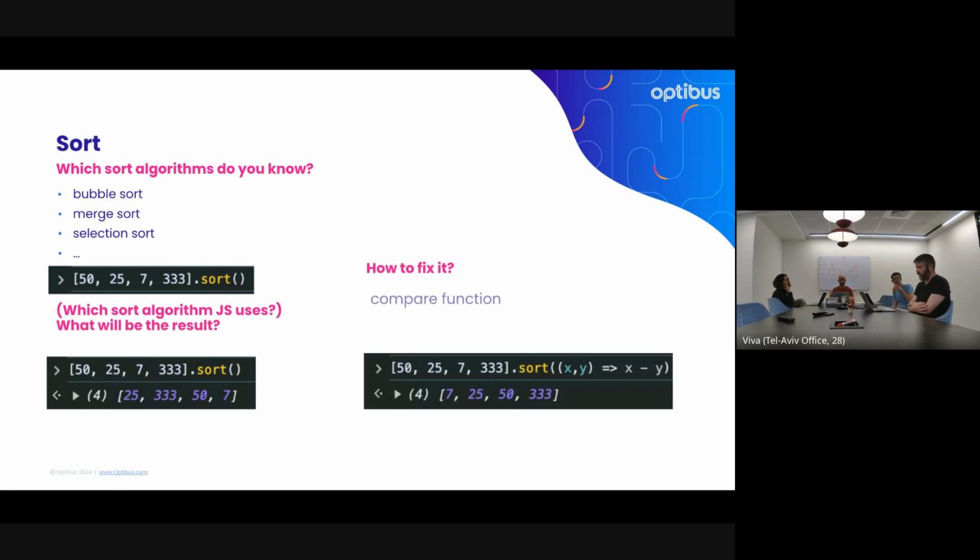Yes, exactly, with a function. You can write a compare function. What is a compare function? We write a function that gets two items from the array that you want to sort, and this function returns a number. If it returns a positive number, it means that the first item should be after the second item. If it returns a negative number, it means that the second item should be after the first item. And if it returns 0, it means that they are equal. We don't care which one will be first. So now you can see that the sort is okay.